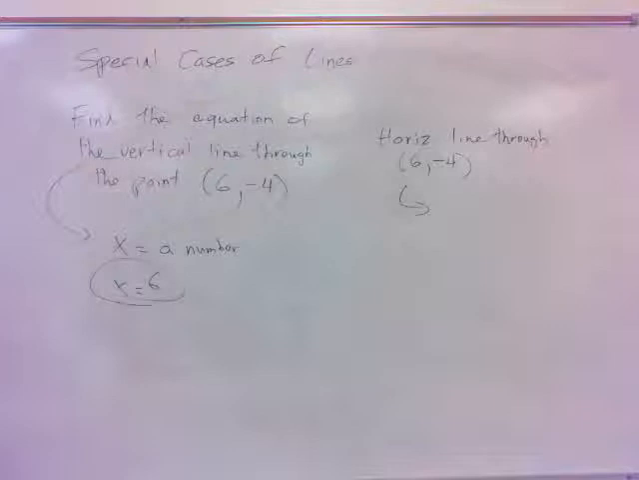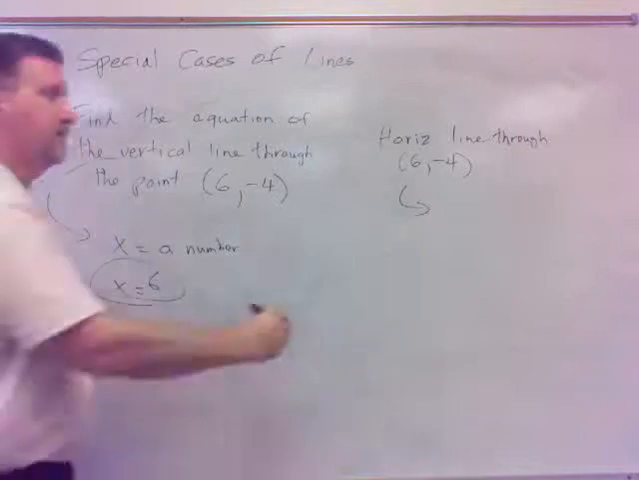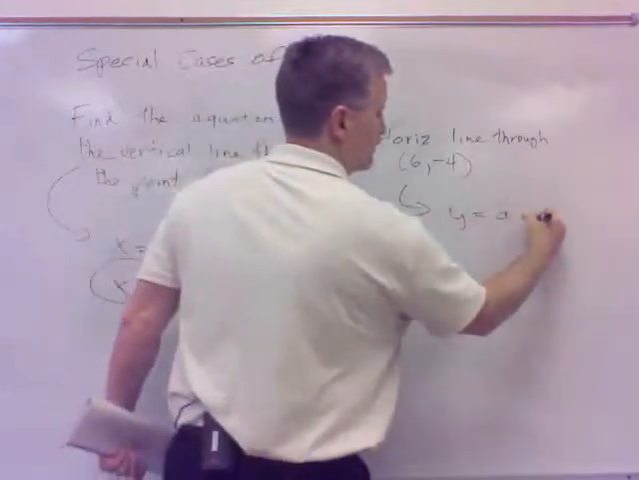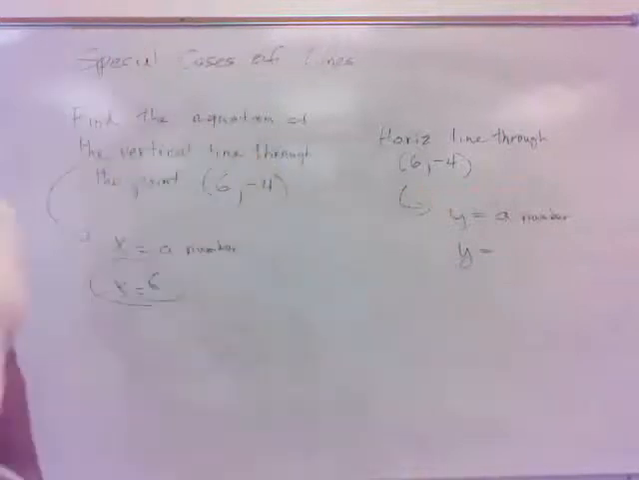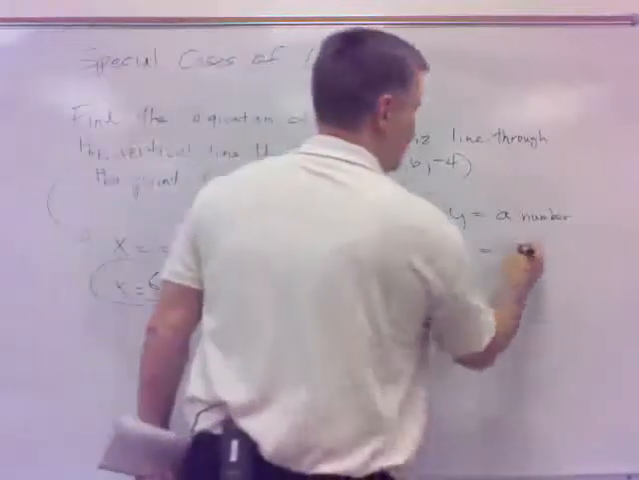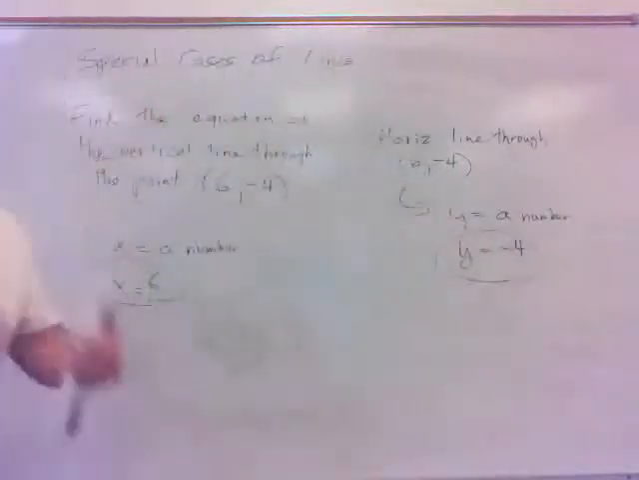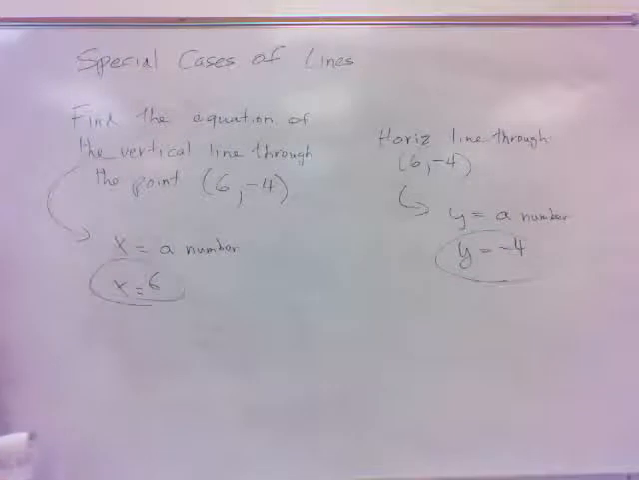Well, it's a horizontal line now that I want. So what does a horizontal line look like? Horizontal lines are y equals a number, right? And what had better the number be in this case? It'd be negative 4. Okay. Yeah, so those are easy. If you know what you're doing anyway, those are easy little problems. If you want a horizontal line through a certain point, it's just y equals a number, and you go with the y value of the point you're wanting through. Okay? All right?